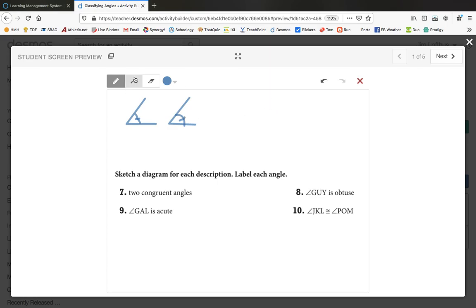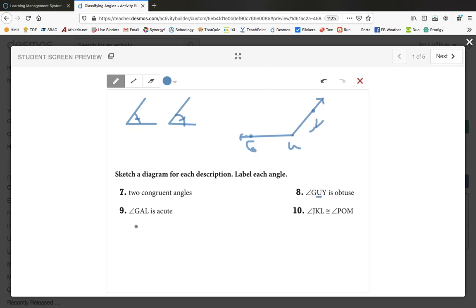Number eight, I need to make an angle and name it, so I'll make this angle, and it has to be obtuse, so I'll make one ray that way and one ray that way. I'm going to put these little arrows on the ends of the rays, like that, to show that those continue. And now I'm going to just try to draw the best I can the letters G. Ooh, that was bad. U. Y. The U has to be right here in the middle because it's right here.